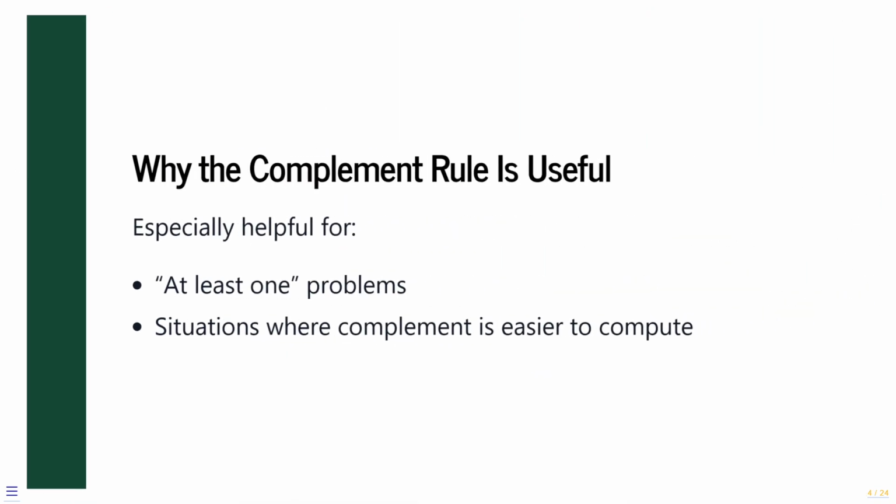The complement rule shines in situations involving phrases like "at least one," "at least once," or "at least one success." These can be complicated to compute directly because you must account for multiple possible outcomes. But often the complement, such as "none" or 0 successes, is much simpler to compute. By calculating the complement first and subtracting from 1, we reduce the work dramatically while still arriving at the correct probability.